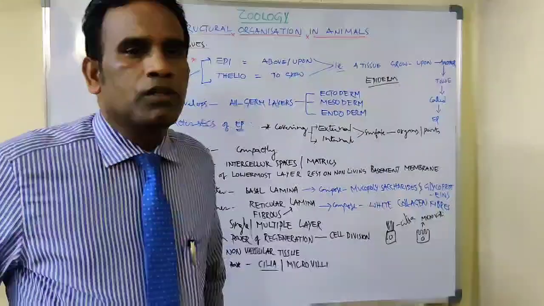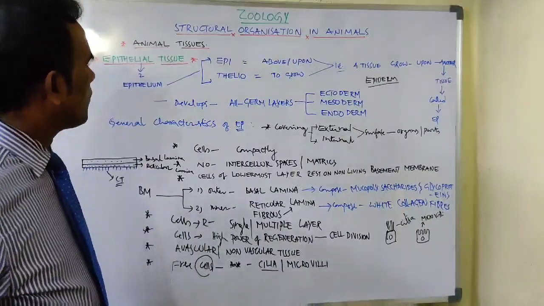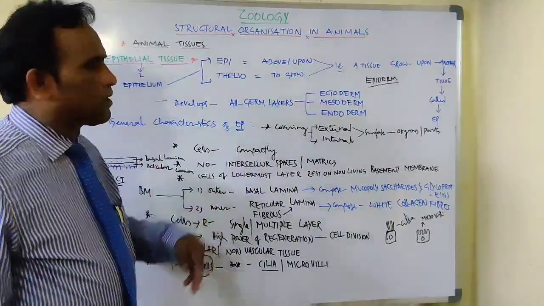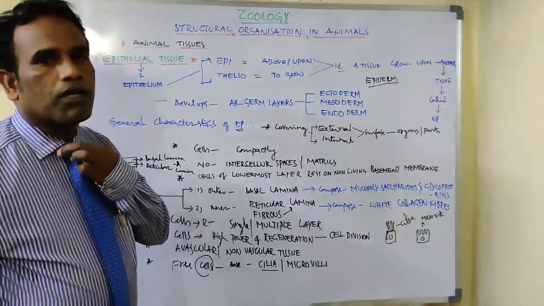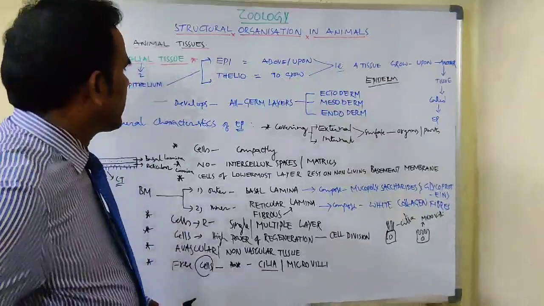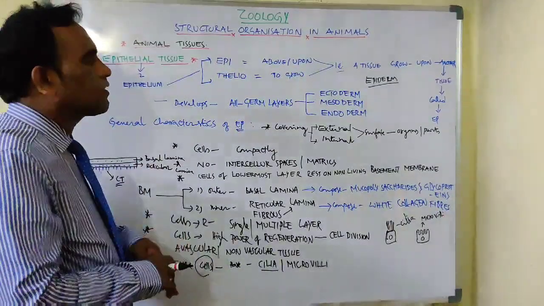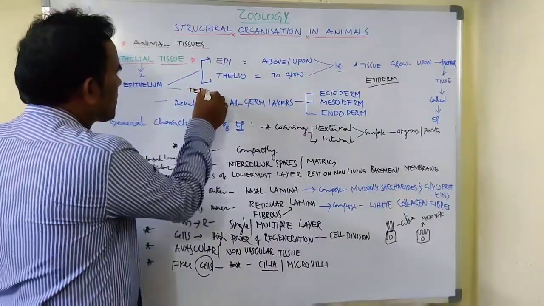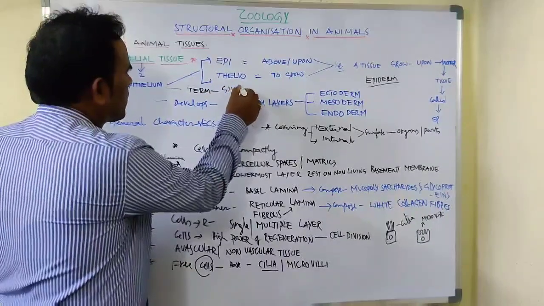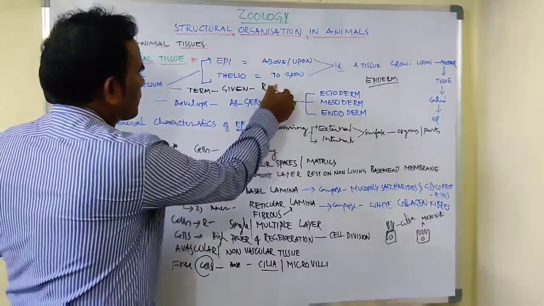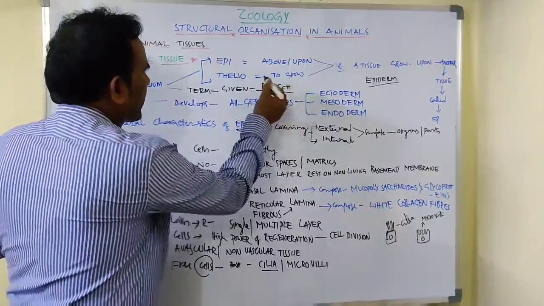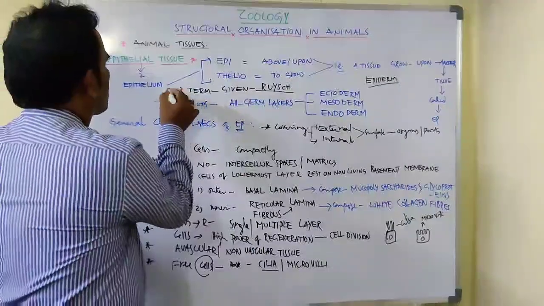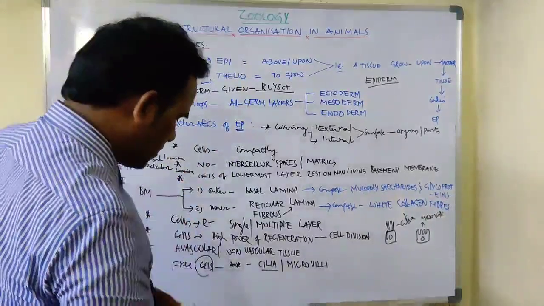Epithelium is a Greek word derived from two words, epi and thelia. Epi means upon or above, and thelia means to grow, and the tissue which grows upon another tissue is called epithelium. The tissue develops from all three germ layers. A very important point is that the term epithelium was given by Ruysch, a Dutch anatomist.